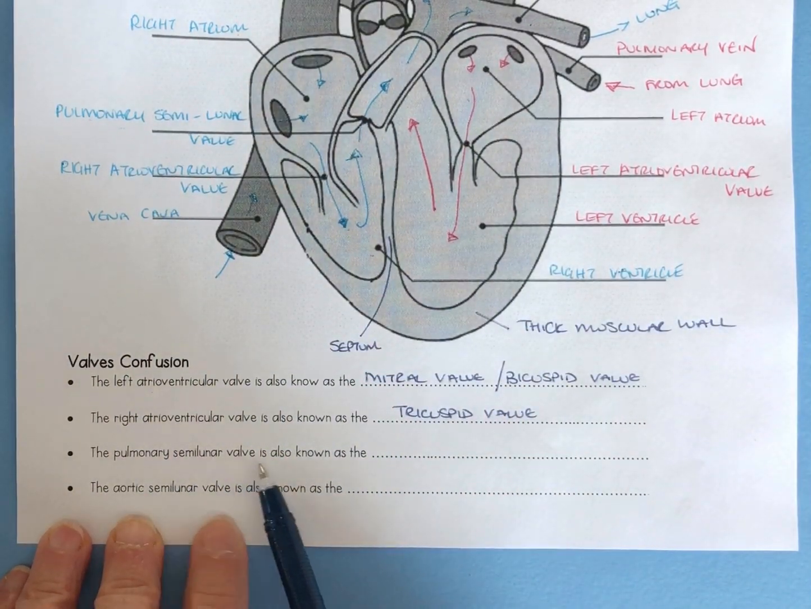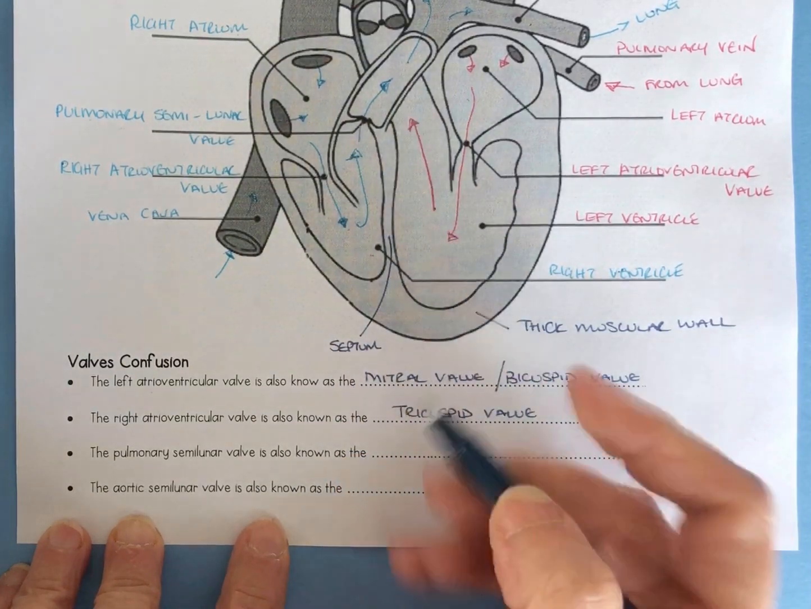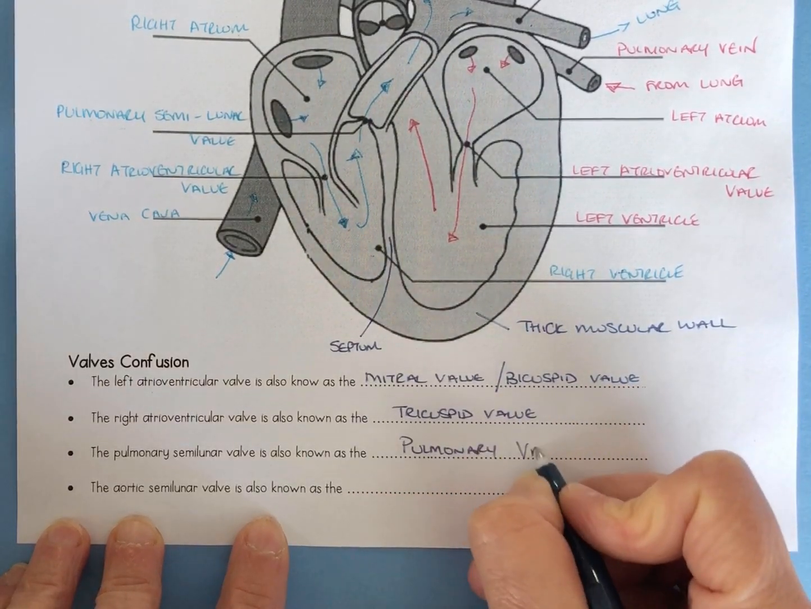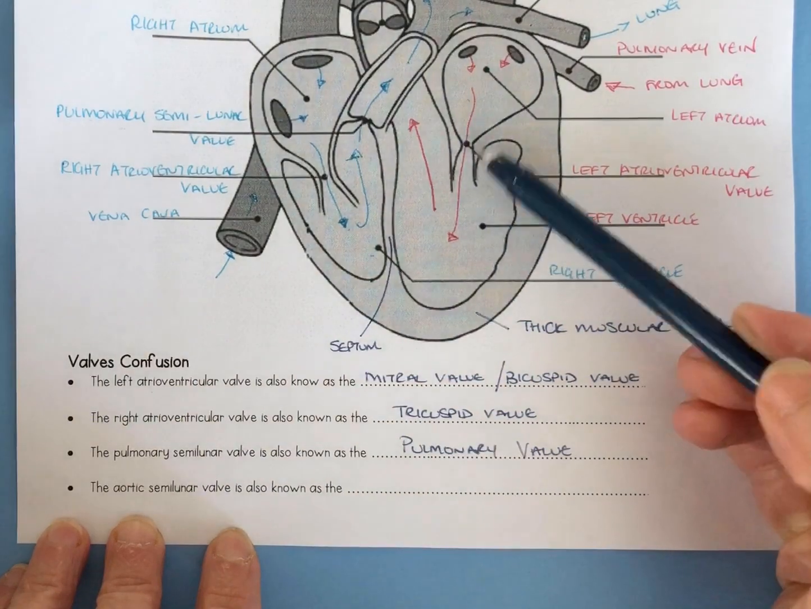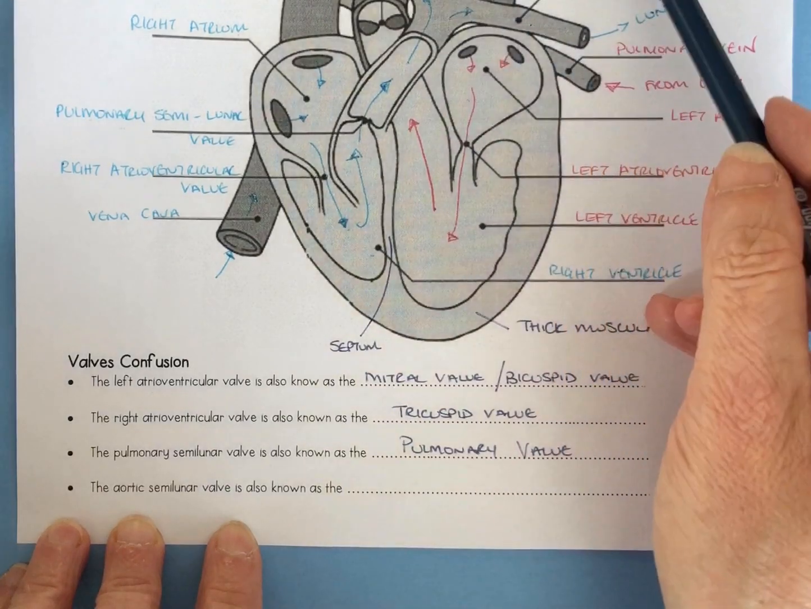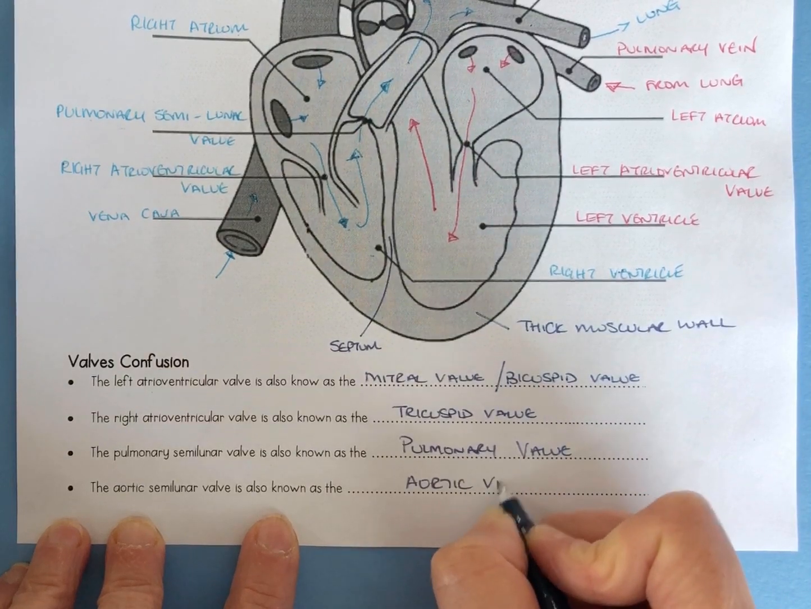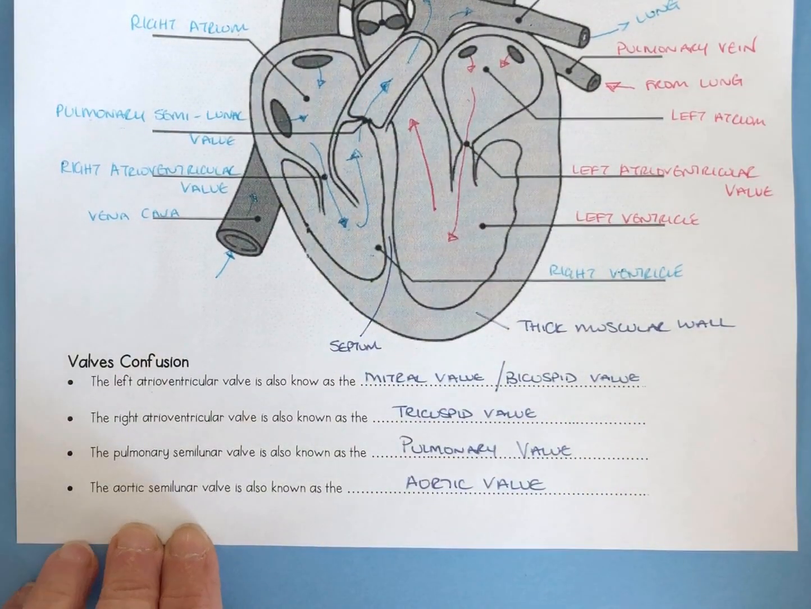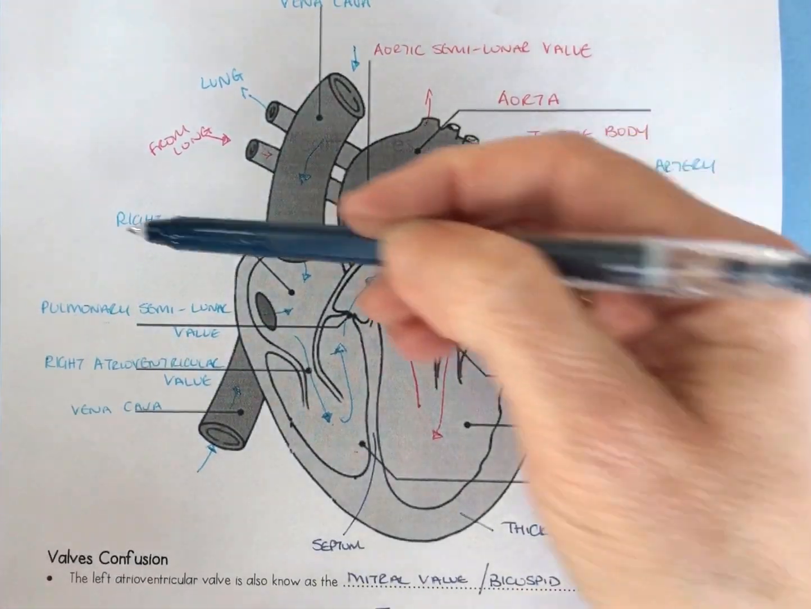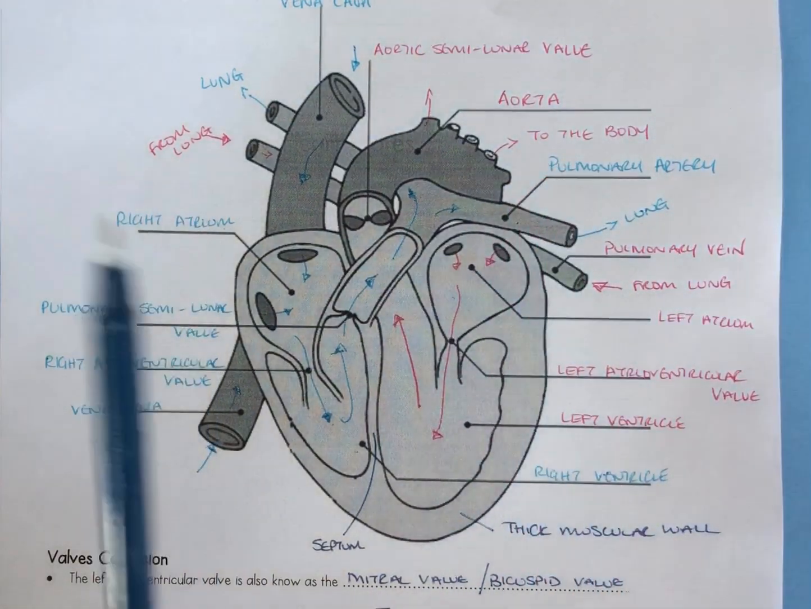The pulmonary semilunar valve, this one here, is sometimes just called the pulmonary valve. And the aortic, where did it go? The aortic semilunar valve is also sometimes just called the aortic valve. Okay, so there you have the two sides of the heart, labelled, directional flow, and the two different types of blood that's within. And there you have it.